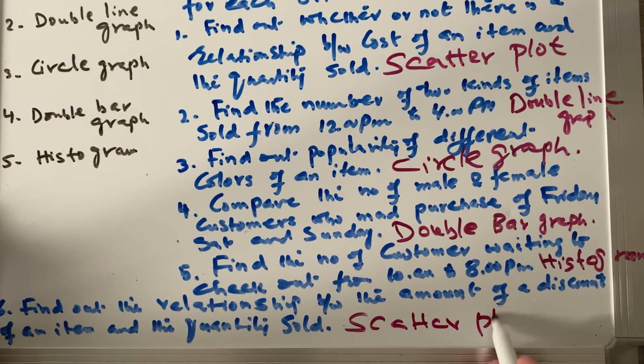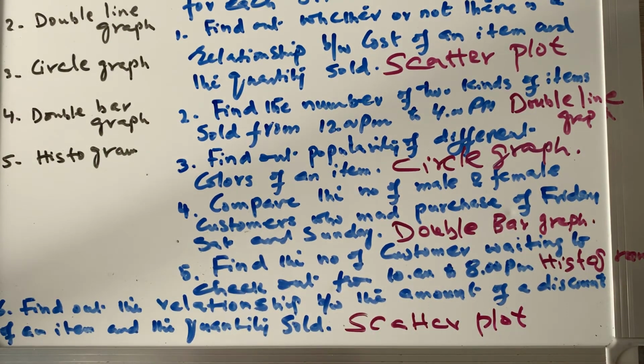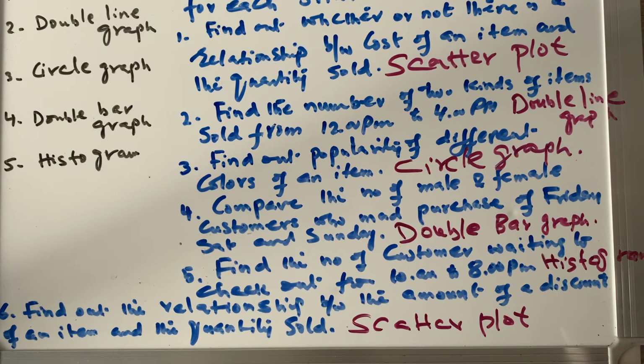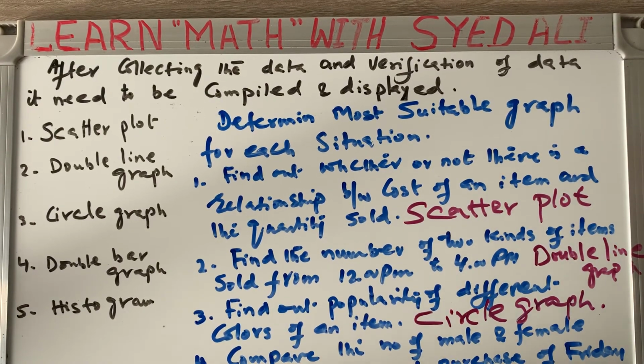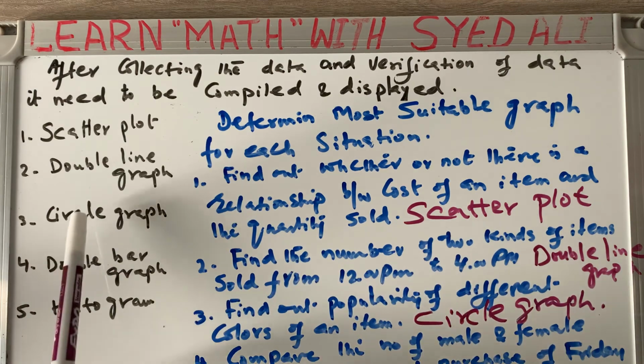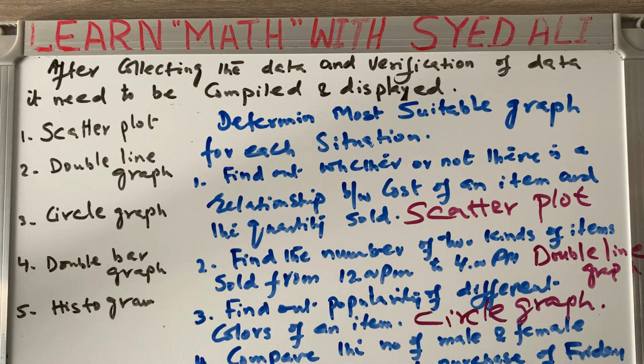Once you practice these types of data and display or compile the data, you will understand which graph is the best fit. These are a few examples of how we can decide which type of display, graph, or plot will be required to show the data, and what we have to select from among the five categories: scatter plot, double line graph, circle graph, double bar graph, histogram. These are the five things we discuss in grade 8, but in higher grades you will find all the types we discussed in the last lecture. This is your class 6 for data management.